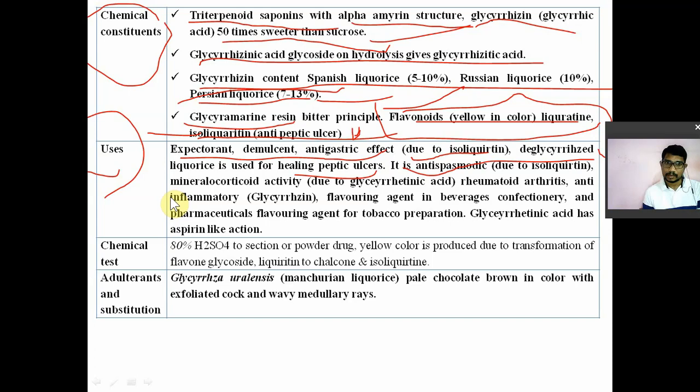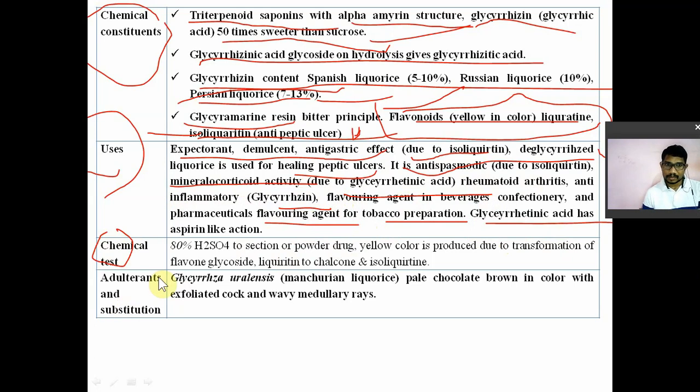Then, as it is a triterpenoid saponin, it has mineralocorticoid activity due to glycyrrhizic acid. It is also used in rheumatoid arthritis and is anti-inflammatory due to glycyrrhizin content. It is used as a flavoring agent in beverages and confectionery, in pharmaceutical preparations, and also in tobacco preparations. Glycyrrhizic acid has aspirin-like action.